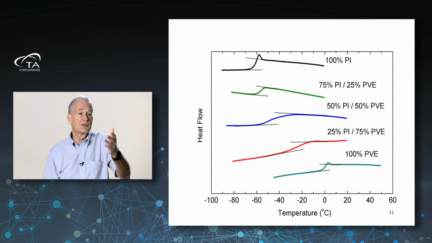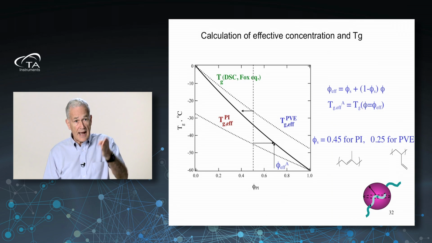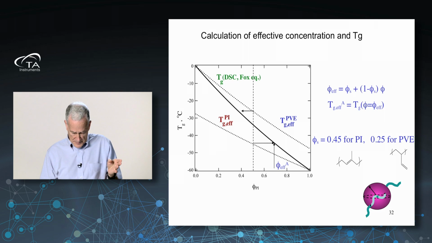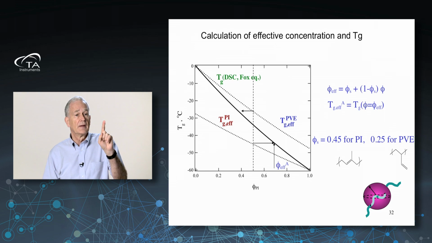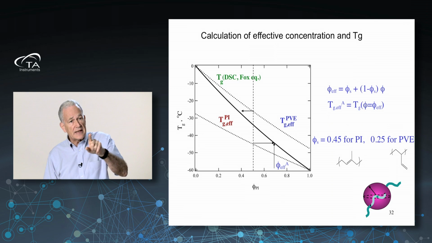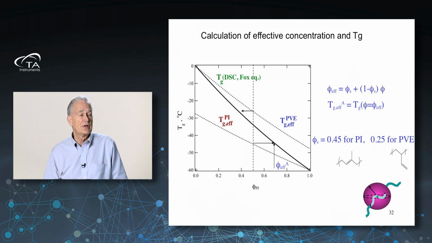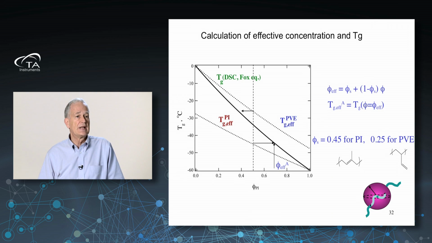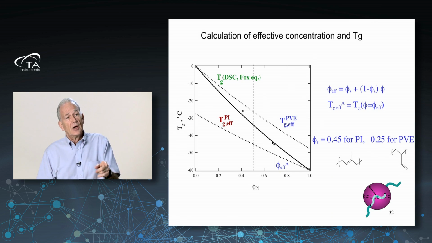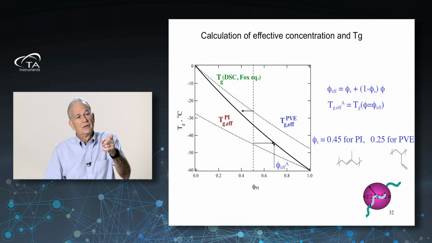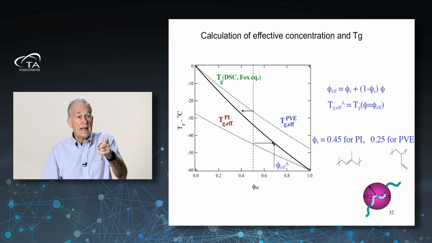We can fit the average value by something called the Fox equation, fit the average TG value, and then we estimate the effective TG, the effective glass transition temperature around each monomer unit. You can see the average is the green curve in the middle, and the two dotted lines are the effective values. If we go at 50-50 and walk up to the lower curve, that's the effective glass transition temperature of the polyisoprene, and its effective concentration is about 70% instead of 50%, and then the polyvinyl ethylene is about 30%. So they're really different effective concentrations.